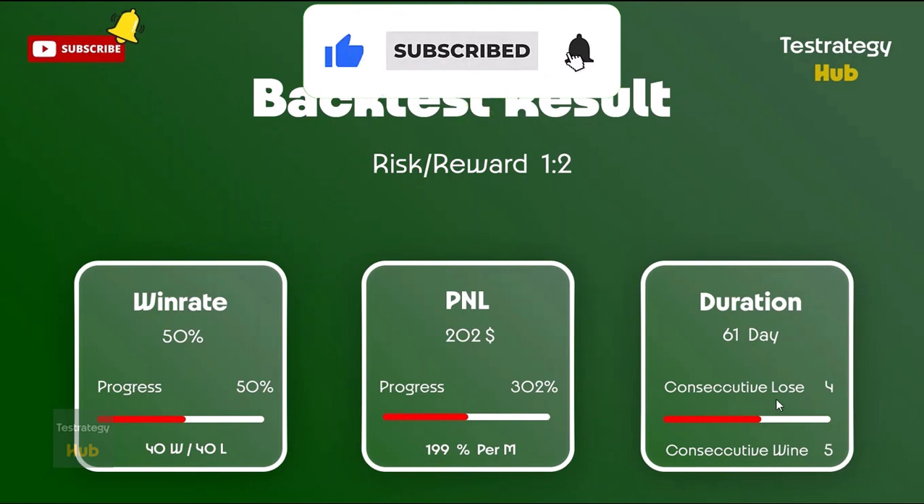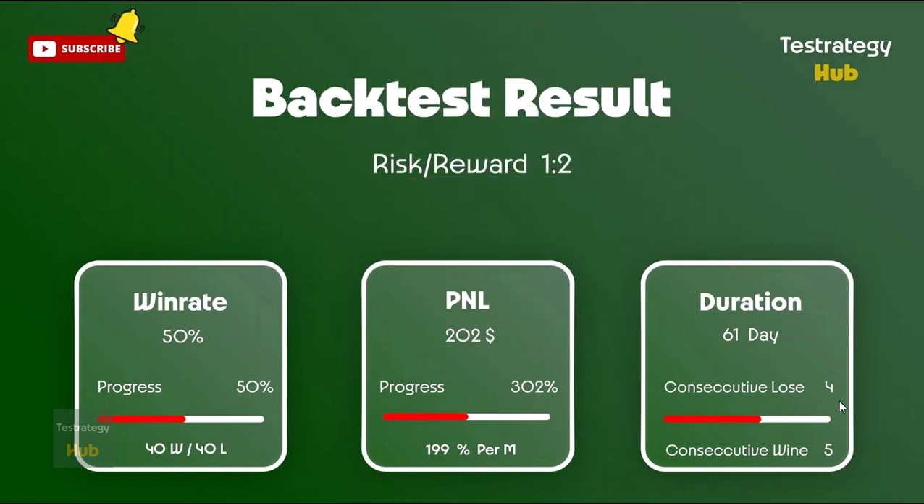Our consecutive loss in this strategy is 4, which means four consecutive positions touched their loss limit. And our consecutive win in this strategy was 5, that is, 5 positions touched their profit limit in a row.